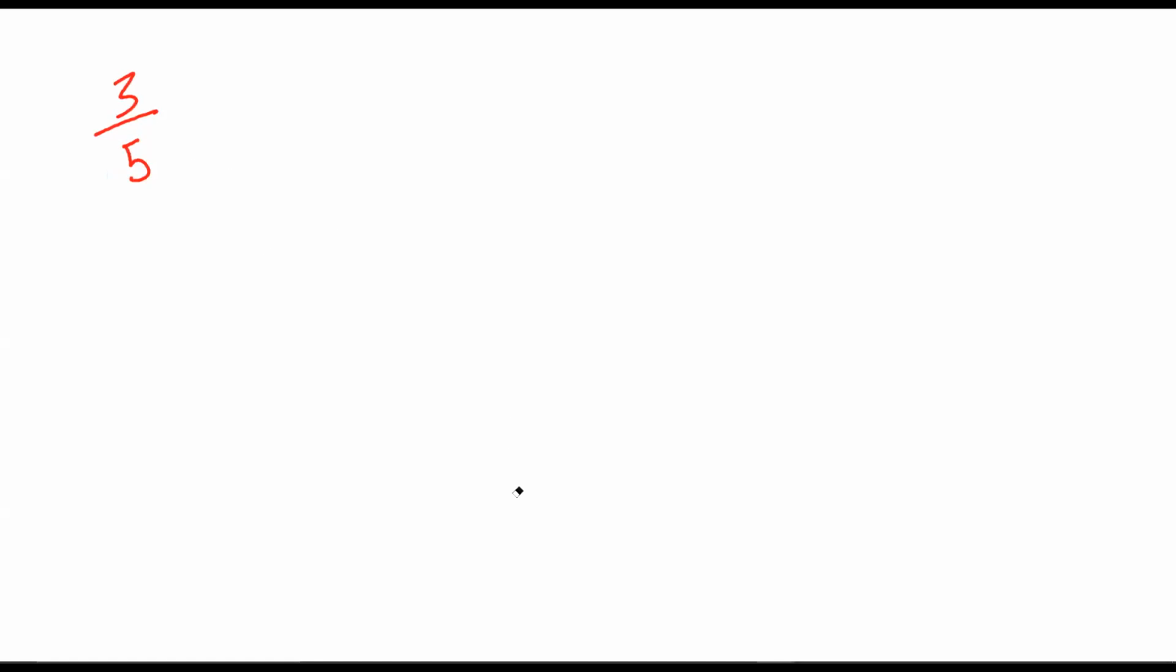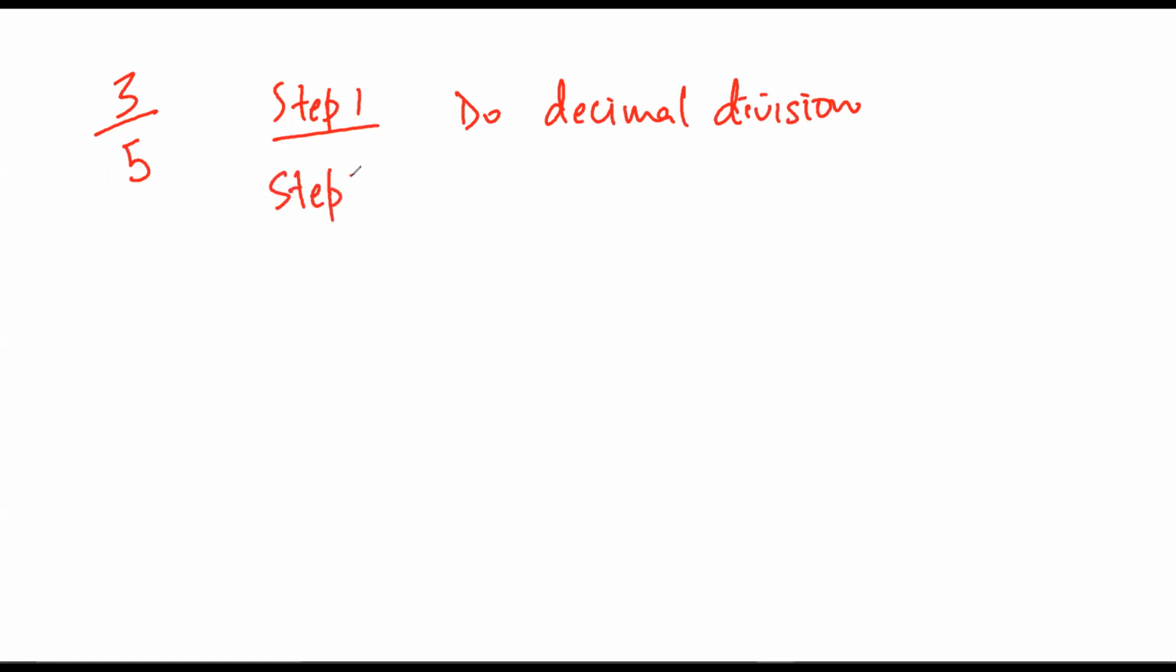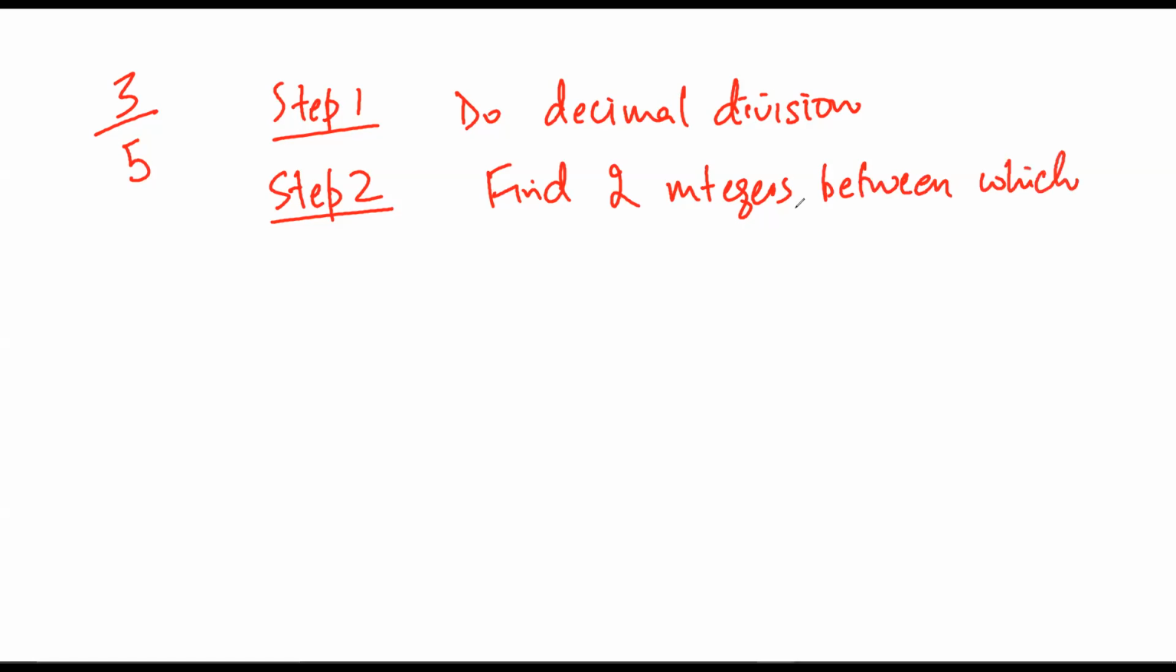I have to plot 3 by 5. So step 1 is do decimal division. Step 2, find two integers between which this decimal lies. Have you understood these two steps?